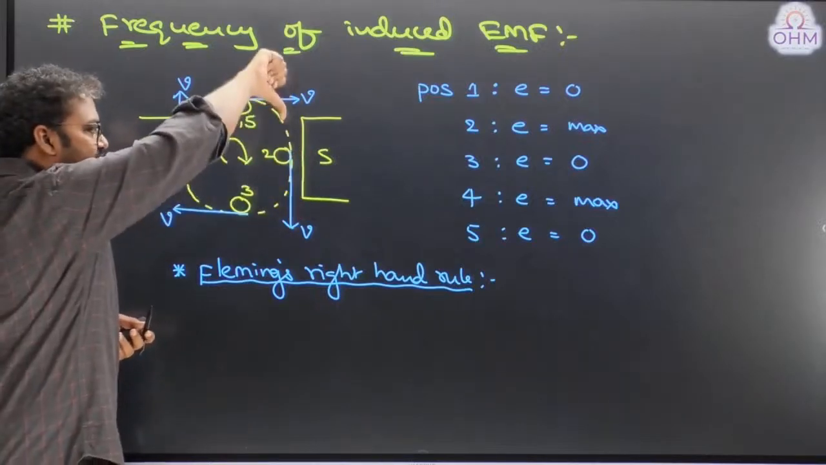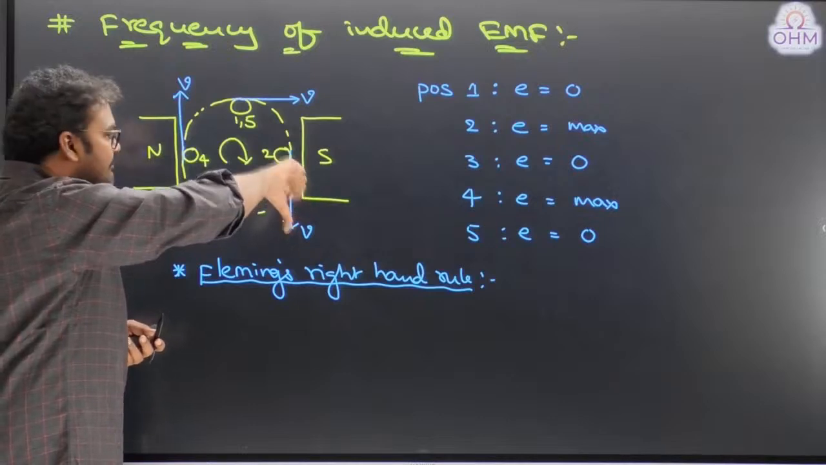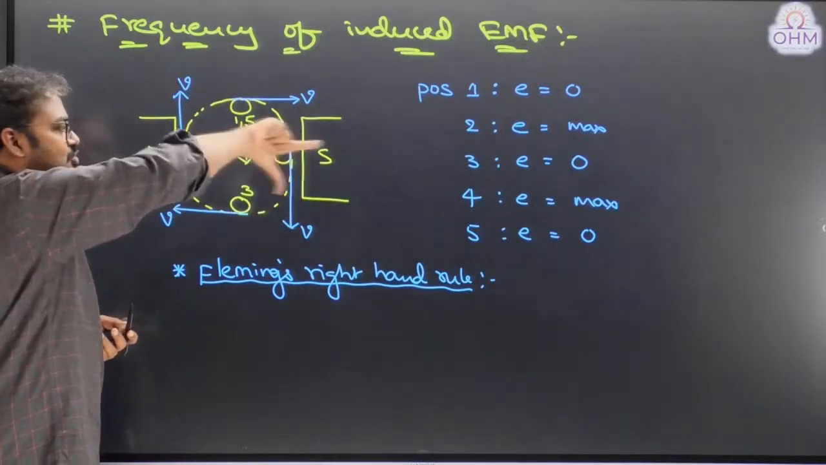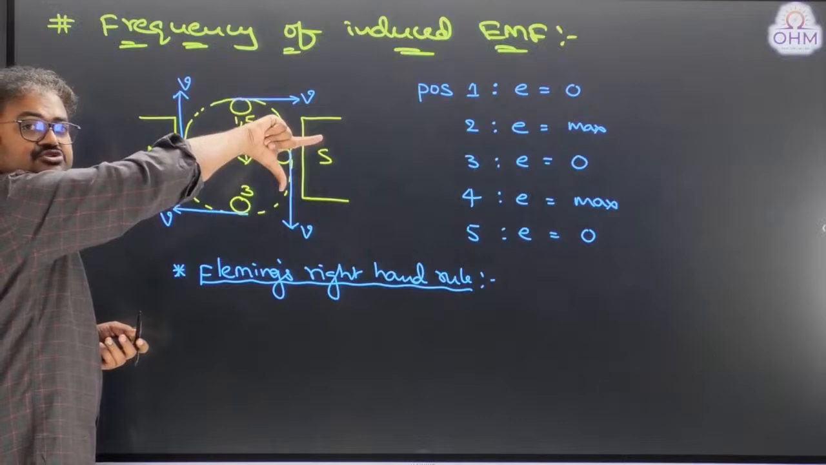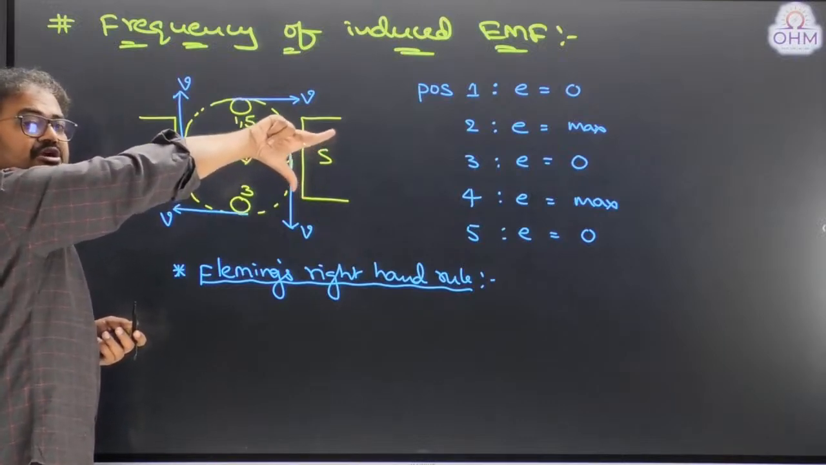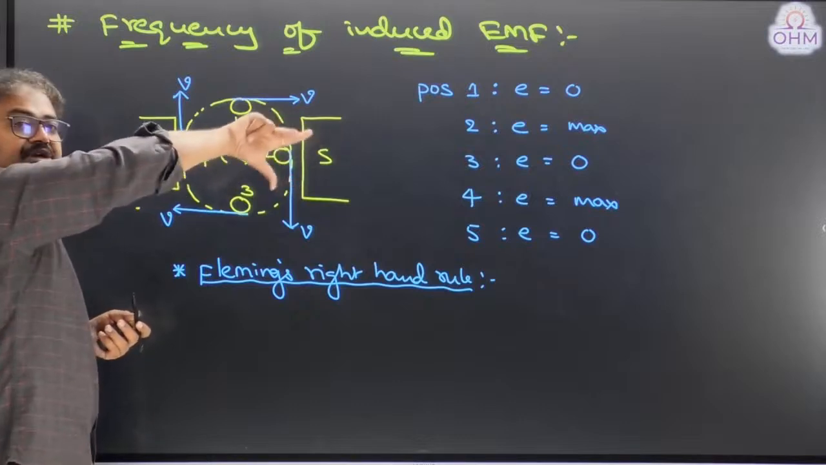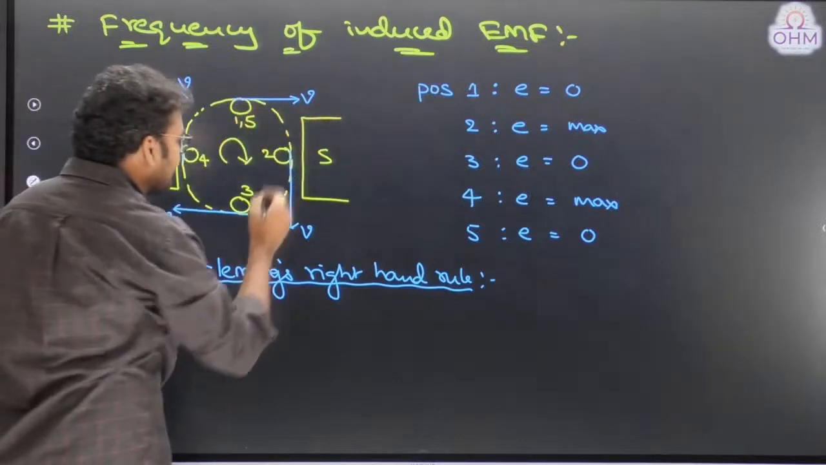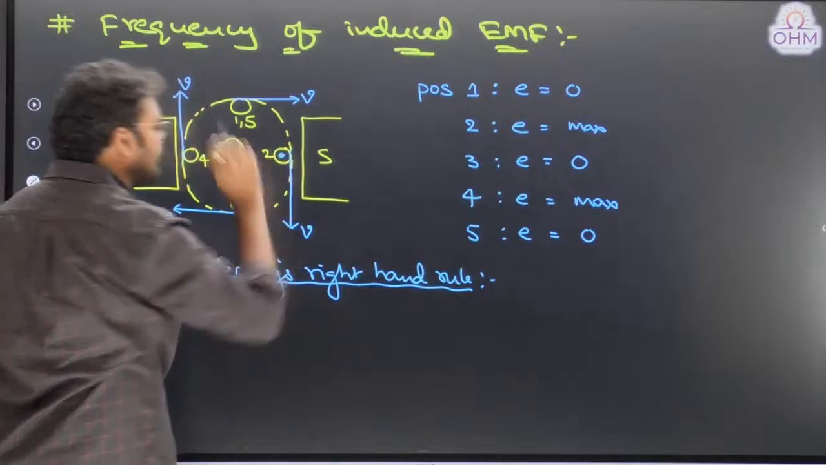Yes, that is the thumb. Thumb is showing the direction of conductor movement. Magnetic field is always from north pole to south pole. See, my point finger was showing a magnetic field. Now what my central finger was showing, is it not showing out of the plane? Yes, coming out of the board. So that is out of the plane, represented with a dot polarity.